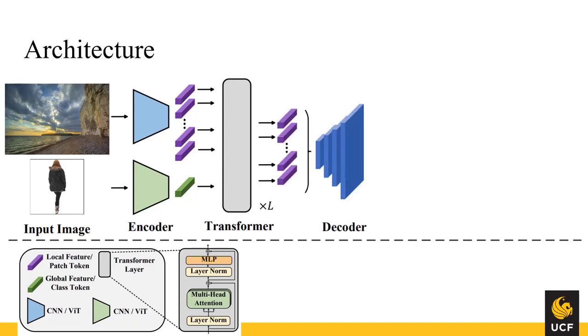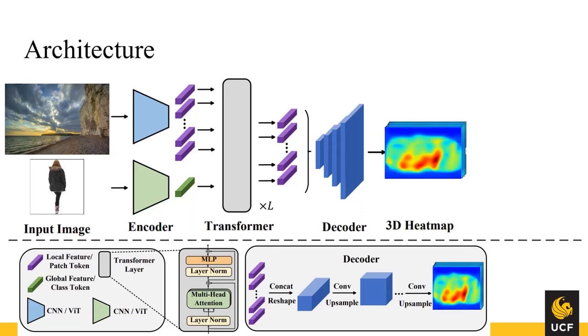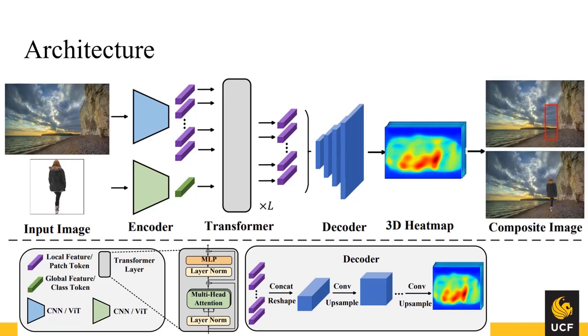This decoder contains multiple upsampling convolutional layers to generate a 3D heat map. The spatial size of the heat map is the same as the background image, and it has 16 channels corresponding to the 16 predefined scales. Finally, we'll use the location and scale with the highest score as the placement bounding box to do the final compositing.